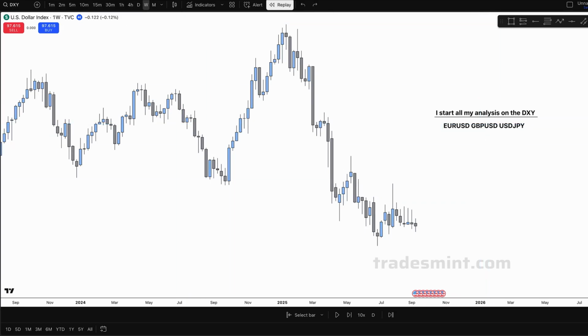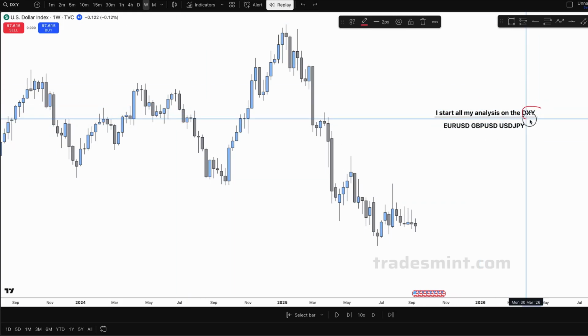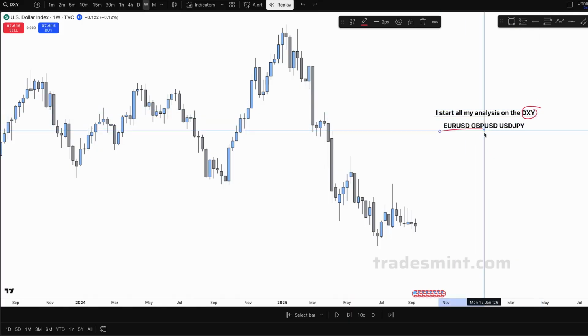But that's why I start on the dollar index. It's basically going to prep us. Everything else we want to do, we can build that from here.